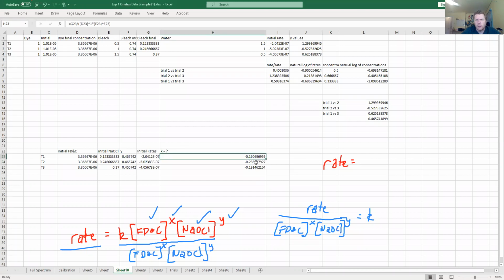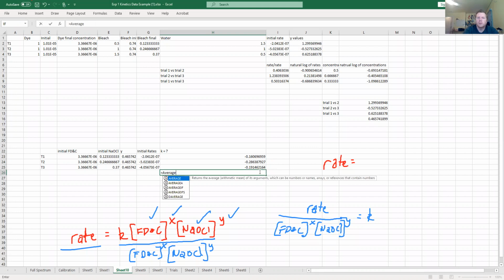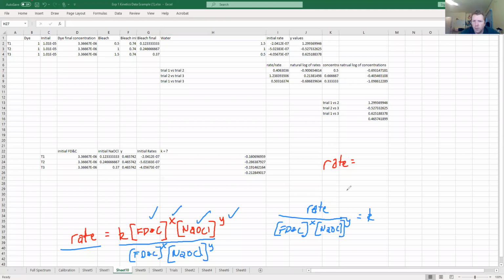Now, since we have 3 of them, I'm going to come up with the average for those 3. I'll plug all those in equally, divide by 3, plug it in. Okay, so I'm just going to, on the fly, convert this to 0.212 times my FD&C concentration to the first times our NaOCl to the 0.466 power. There's my rate law.